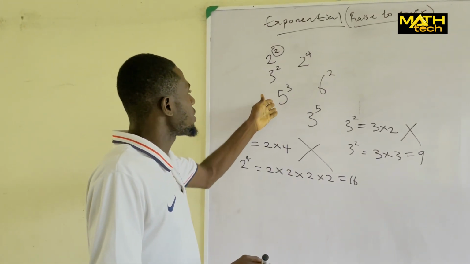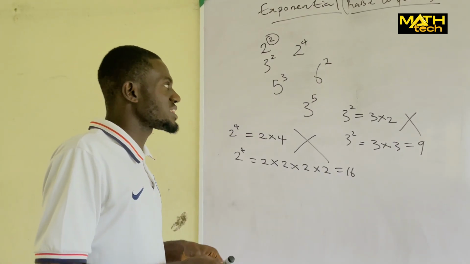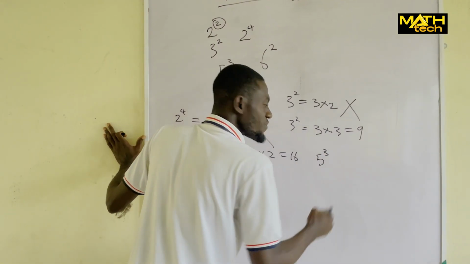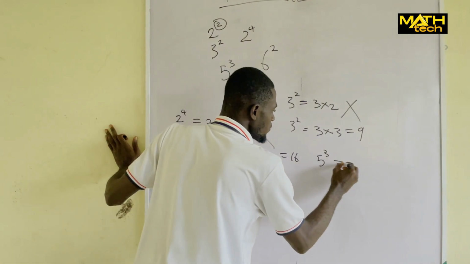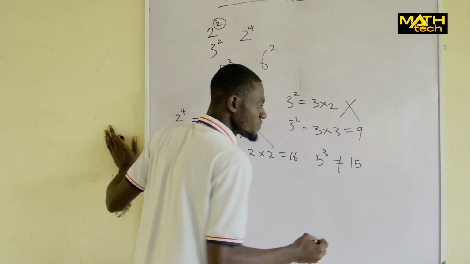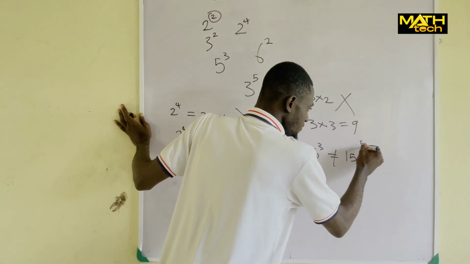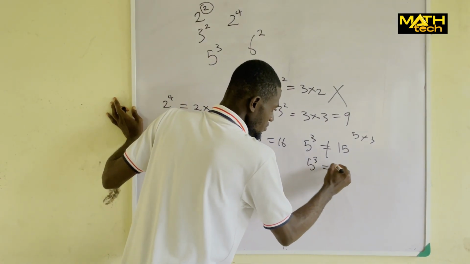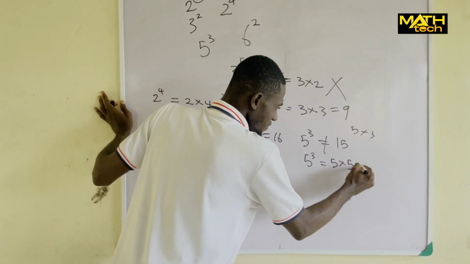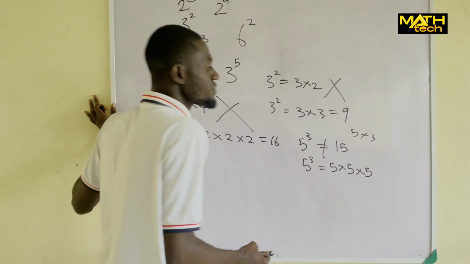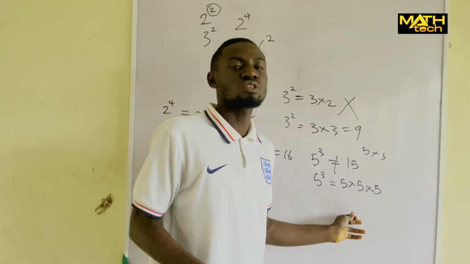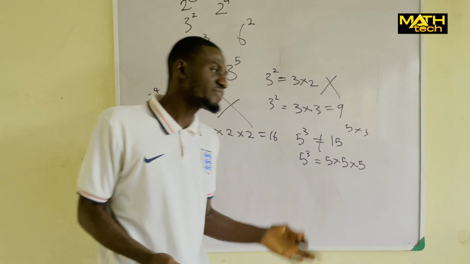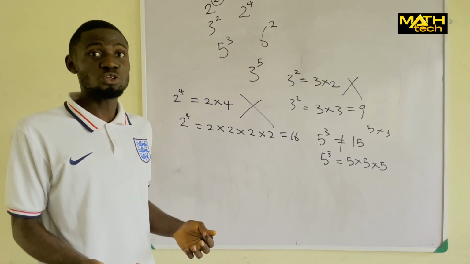Same thing, we go here. 5 raised to power 3. 5 raised to power 3 is not equal to 15. Please, 5 raised to power 3 is not 5 times 3. 5 raised to power 3 is 5 times 5 times 5. And 5 times 5 is what? 25. 25 times 5 will give us what?